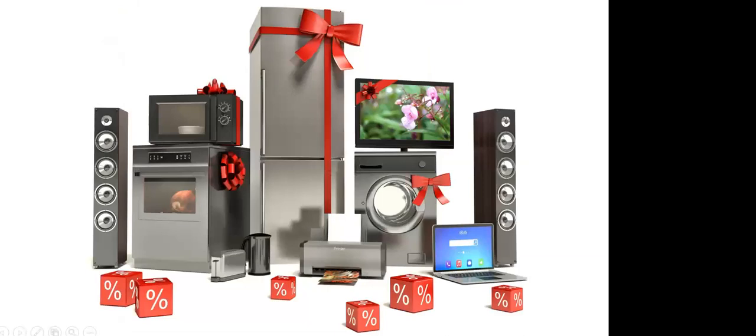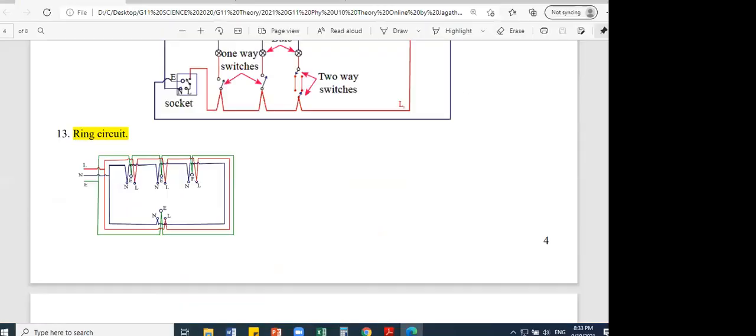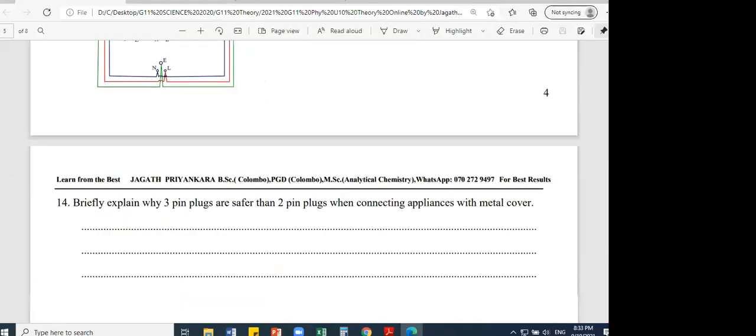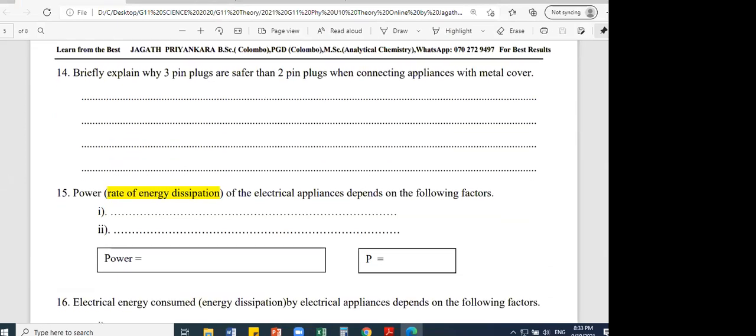I'll ask a simple question, but before that, I'll come to this after completing the next part in the theory. Let's move back to the theory. Right. Three-pin plugs are safer than two-pin plugs. Why are 3-pin plugs safer than 2-pin when connecting appliances with a metal outer covering? Whenever there's a metal cover, 3-pin plugs are more suitable and safer. So what you should write here? I think last week also I told this: a 3-pin plug has an earth wire.